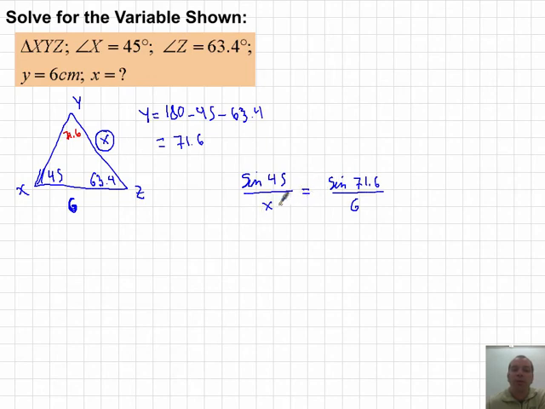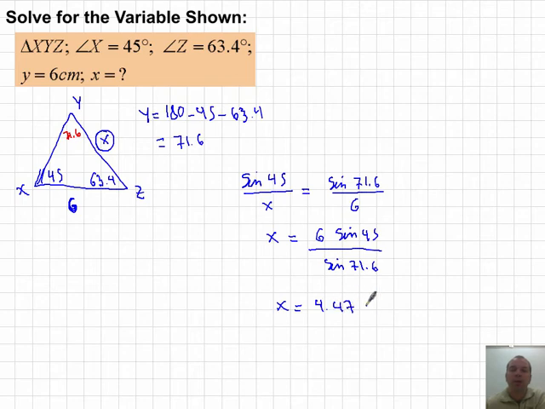Now diagonally across from x is sine 71.6, so that will go dividing. So now x is going to be 6 sine of 45 divided by sine of 71.6. And when you plug that into your calculator, you should get that x is approximately 4.47. Because we have centimeters, that's the one that we need to put. We need to give the units for centimeters.